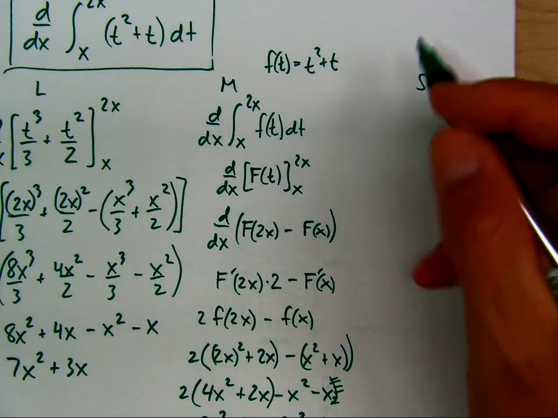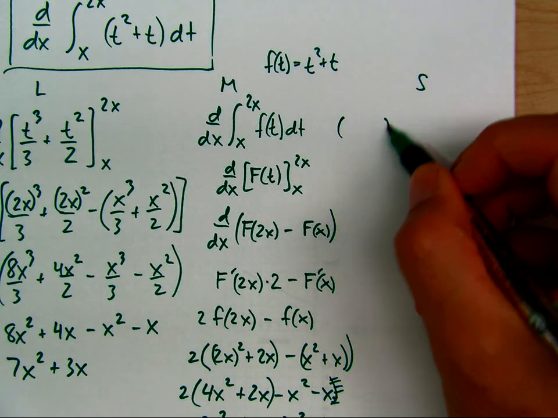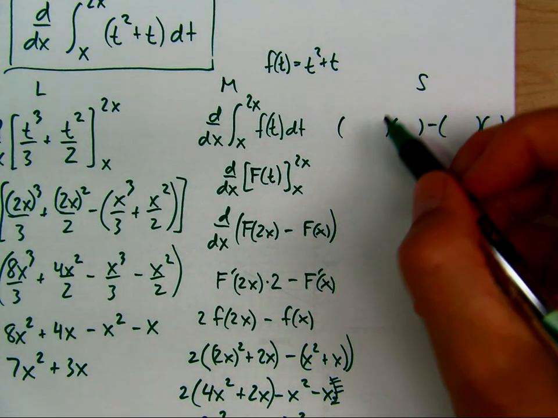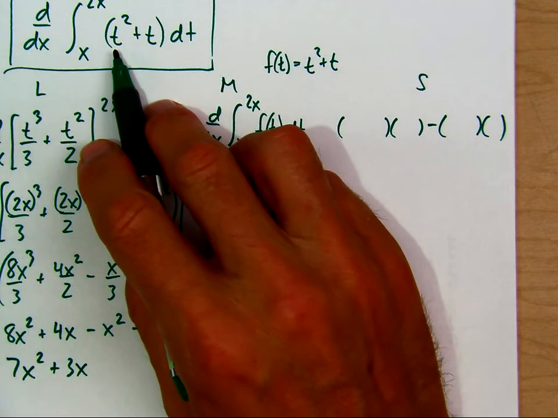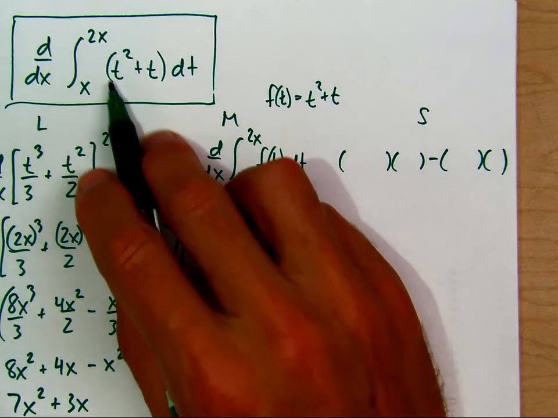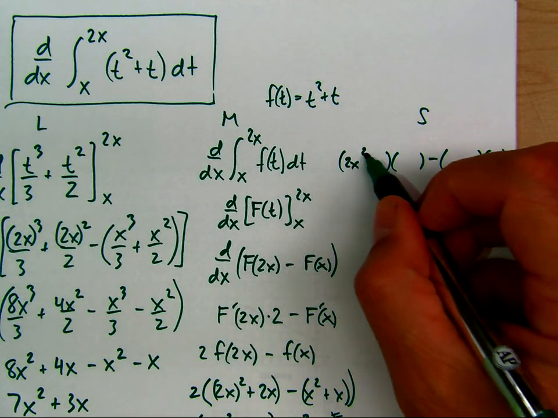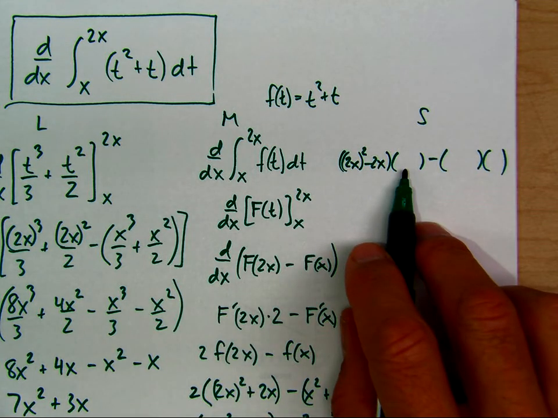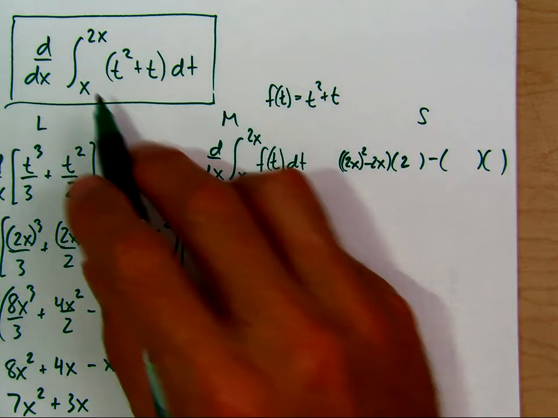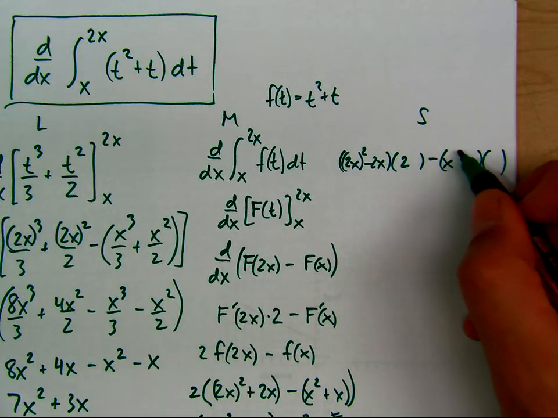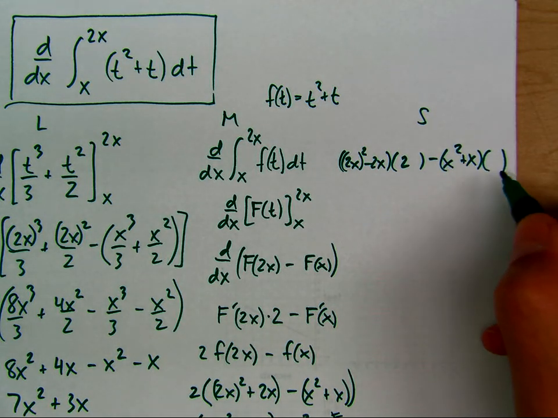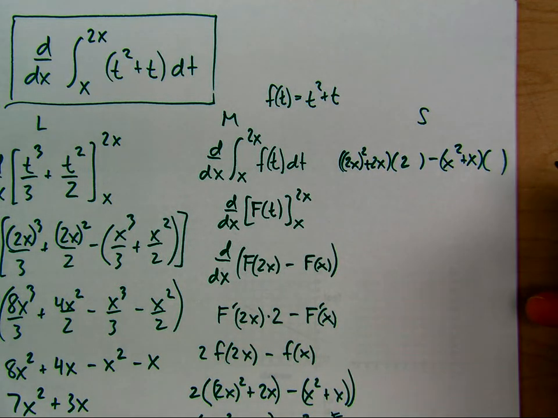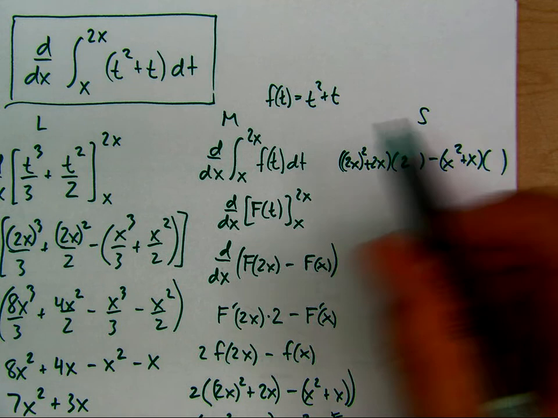With the short way, we're going to have this, and that means just substitute a 2x into this. So substitute 2x into t, 2x squared plus 2x. Then we have to do times the derivative of 2x. And over here we're going to substitute an x in for t. I wrote a minus, that should be a plus. And now the derivative of x is 1.